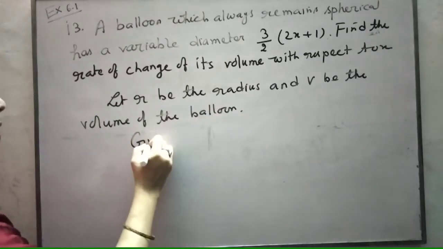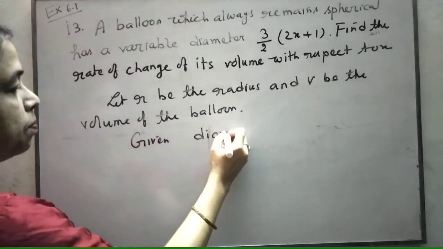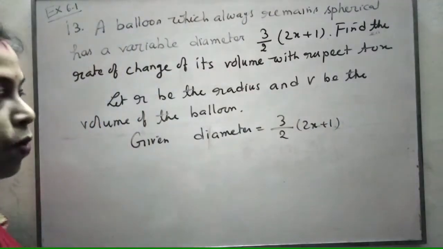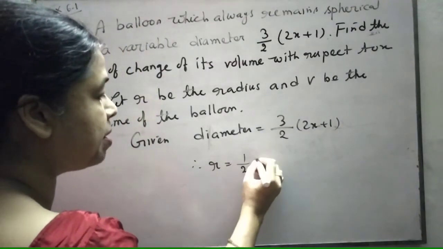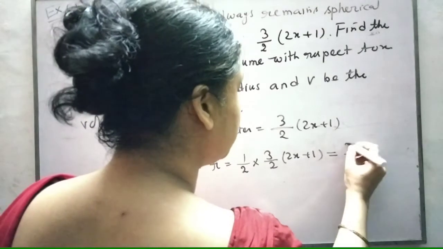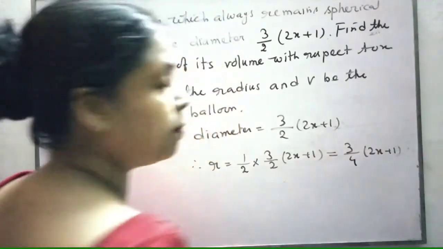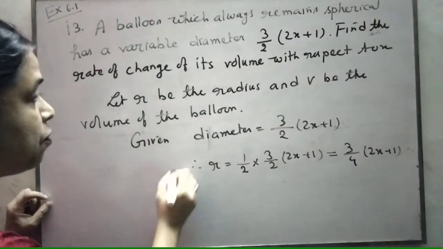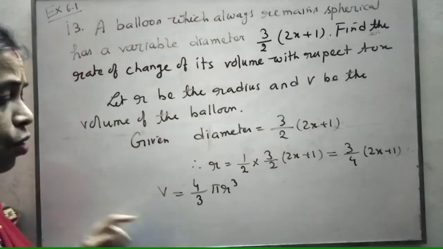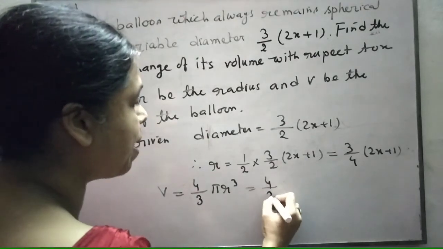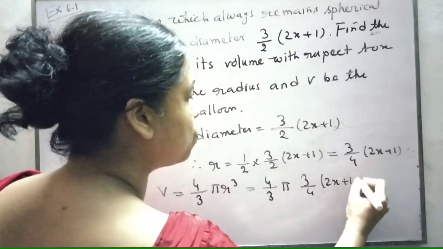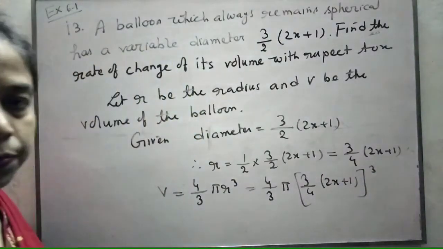It is given that the diameter is equal to 3 by 2 times (2x plus 1). So what is the radius? The radius is half of the diameter, that is half of 3 by 2 times (2x plus 1), which means, doing the calculation, 3 by 4 times (2x plus 1). In terms of volume, the volume formula we know is 4 by 3 pi r cube. You have to put that value: r cube means 3 by 4 into (2x plus 1) whole cube.